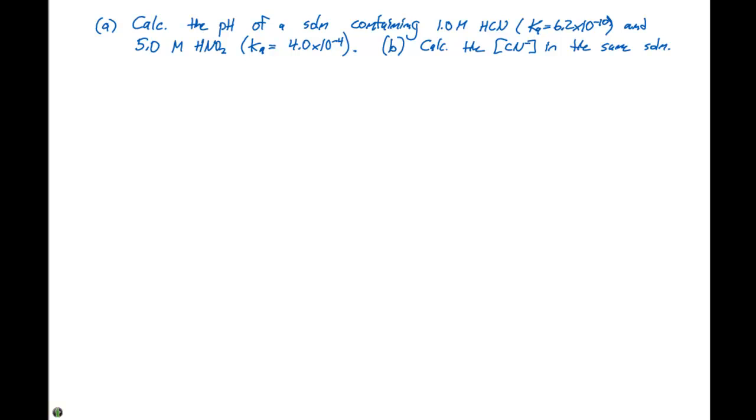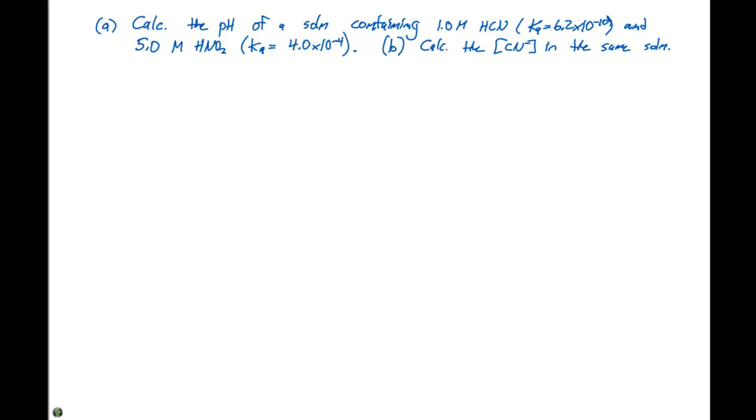In this video, we'll take a look at a two-part example problem. Part A asked us to calculate the pH of a solution containing 1.0 molar HCN, which has a Ka of 6.2 times 10 to the minus 10, and 5.0 molar HNO2, which has a Ka of 4.0 times 10 to the minus 4. Then part B asks us to calculate the CN minus concentration in the same solution.